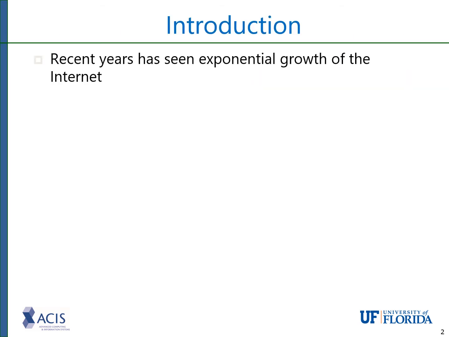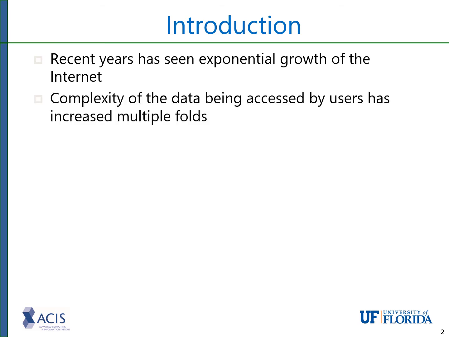Recent years have seen an exponential growth of the internet, which has led to an increase in the complexity of the data being accessed by users. The complexity arises due to the geographical distribution of requests, the type of data being accessed, the size, and the inherent variability associated with the access pattern.